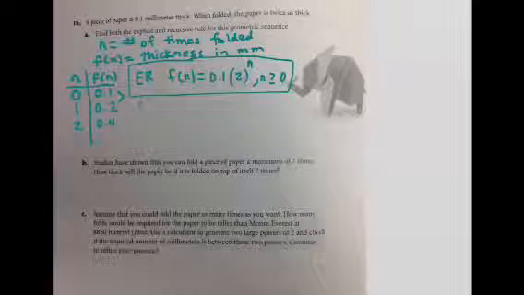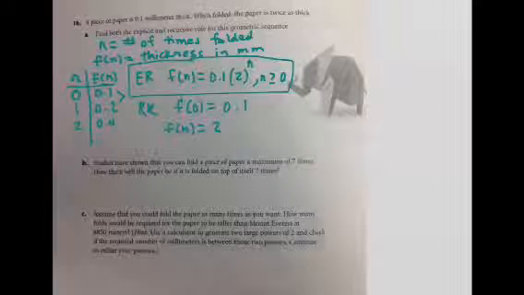For the recursive rule, you have f of 0 equals 0.1, and then f of n equals the ratio times f of n minus 1 for all n greater than or equal to 1.